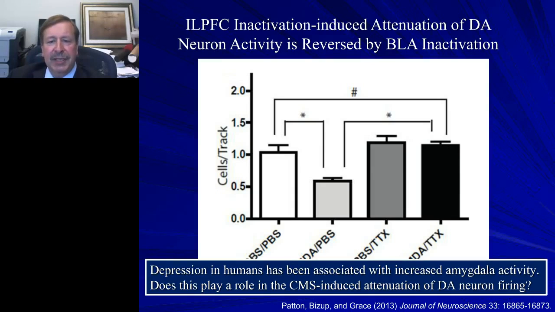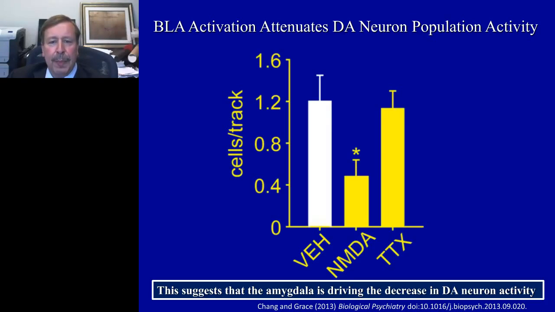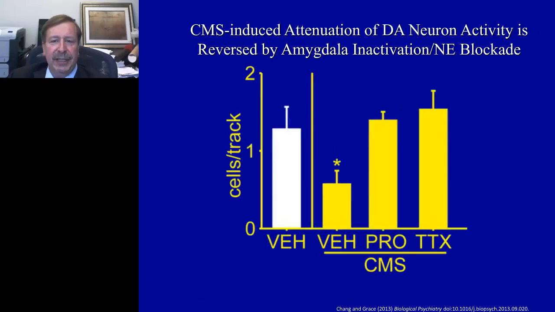Now, depression in humans, as I mentioned, has been associated with increased amygdala activity. Does the increased amygdala activity explain the decrease in dopaminergic neuron firing? Well, if we just activate the amygdala directly, we find the same thing as when we activate it indirectly by activating the infralimbic prefrontal cortex: a decrease in the number of dopaminergic neurons firing, whereas inactivating the amygdala has no effect. This suggests that the amygdala is driving the decrease in dopamine neuron activity.